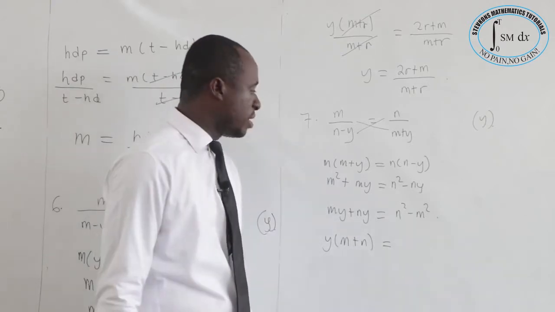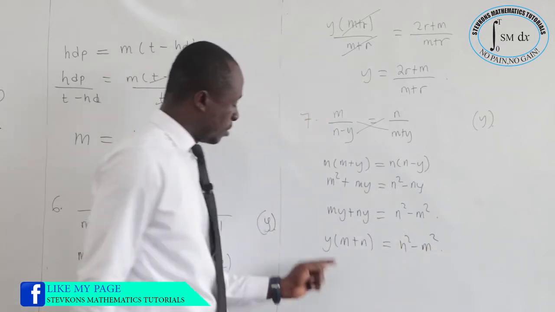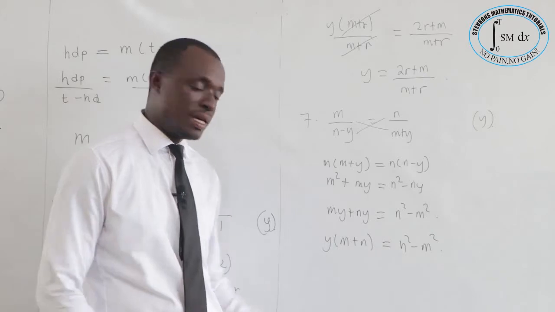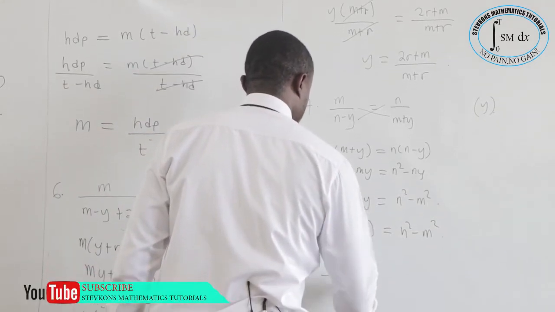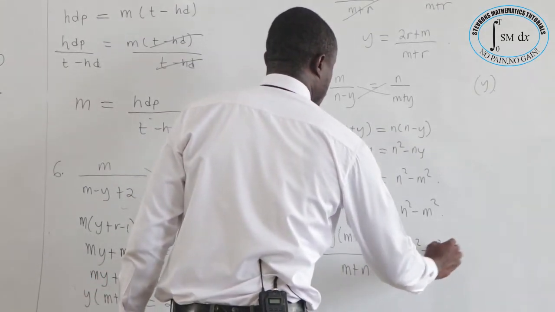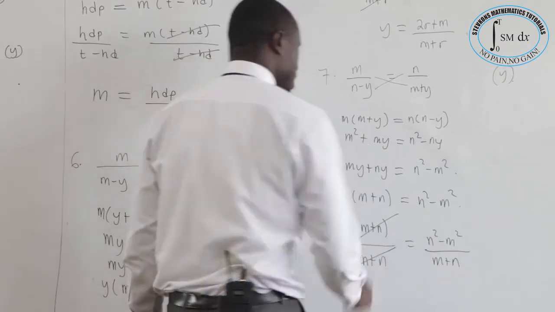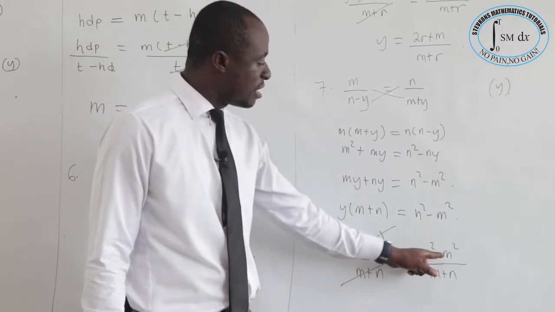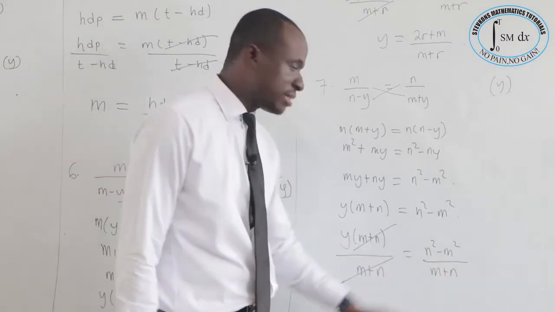Now we have y times (m plus n) equal to n squared minus m squared. What is multiplying y? m plus n. So I have to divide, and y is equal to n squared minus m squared all over m plus n. This is cancelling out that. Clearly, we can leave our answer in this form. We can see that the top one is a difference of two squares. So this becomes (n minus m)(n plus m).